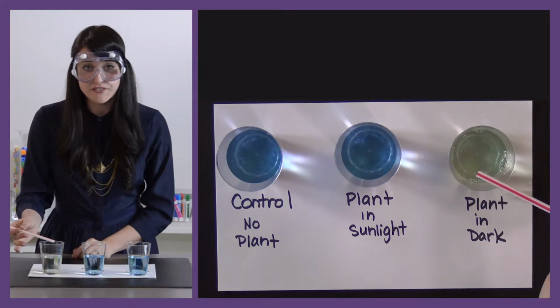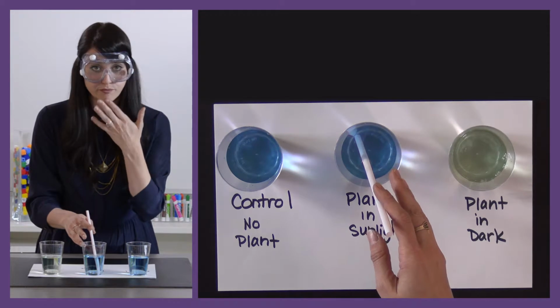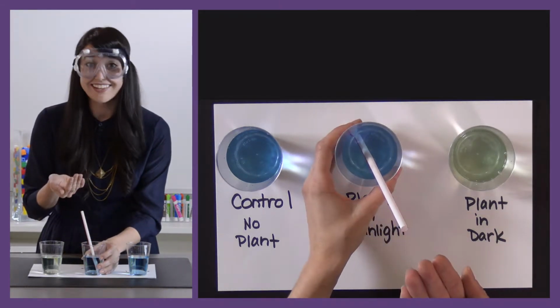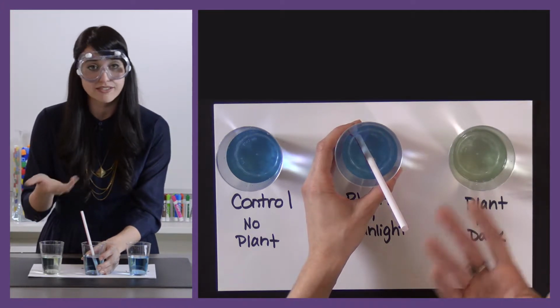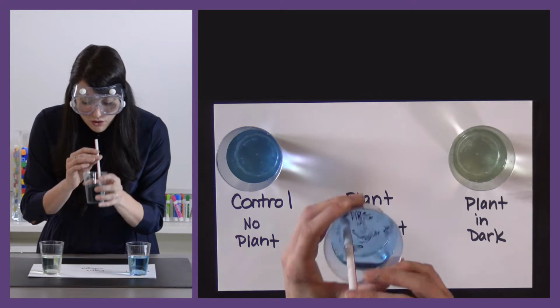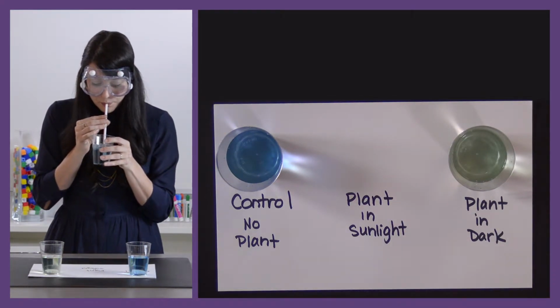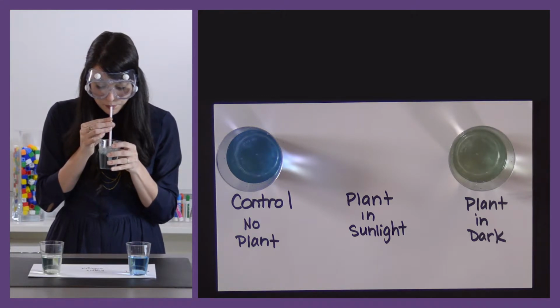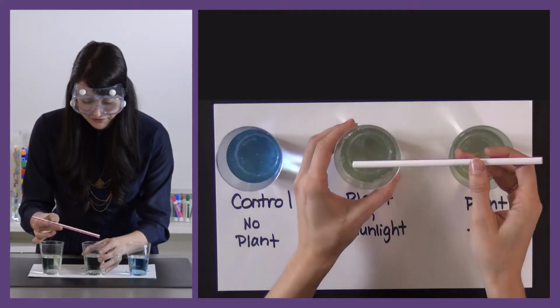Notice the yellow color of the solution. This is due to the carbon dioxide that I blew from my breath into the solution. Because as a heterotroph, I exhale carbon dioxide because I don't need it anymore. You can probably tell why I'm wearing the goggles now.